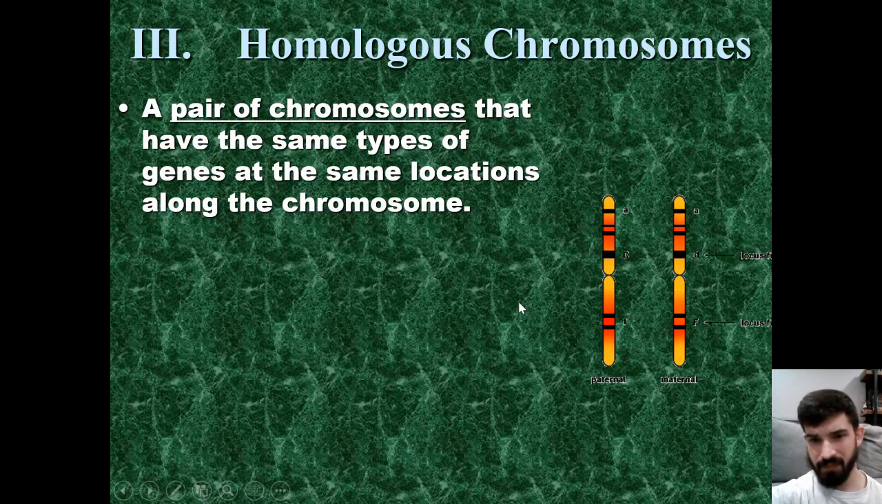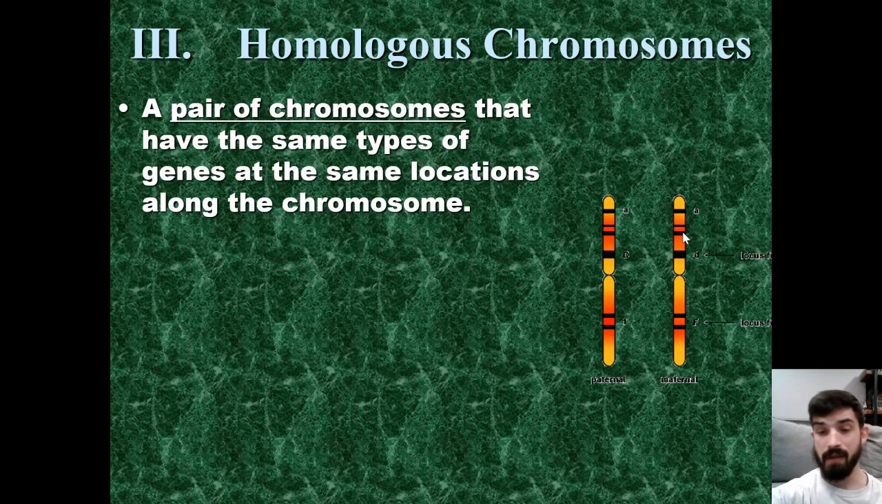For example, let's pretend that this chromosome on the left is from your mom. This chromosome on the right is from your dad. These both have instructions for your eye color. Okay. Maybe the one on the left, the instructions are to make a brown eye color. And maybe the one on the right, there are instructions to make a blue eye color.